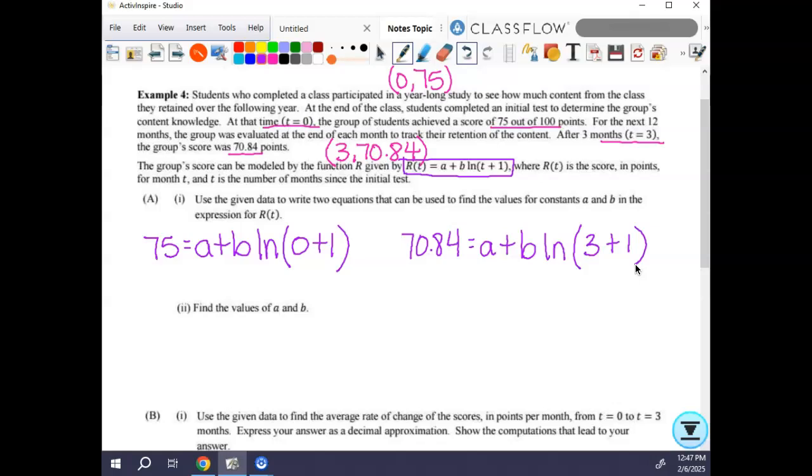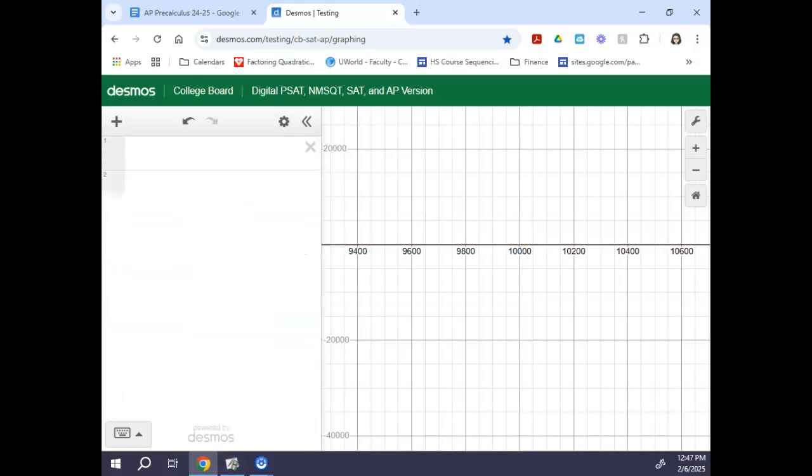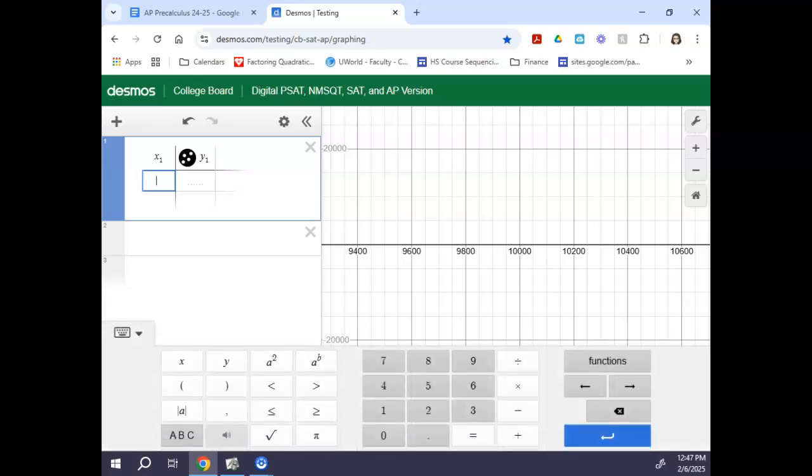Okay. So we're going to go in here. I'm going to X all this out. I'm going to start a new table. And I'm going to type in my numbers. Let's see, I had 0 and 3. 0 and 3. And then I had 75 and 70.84.